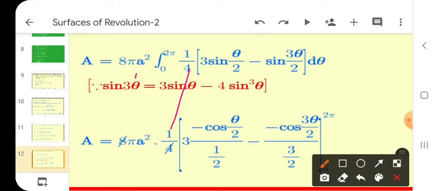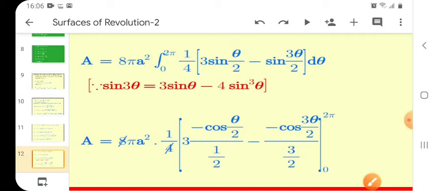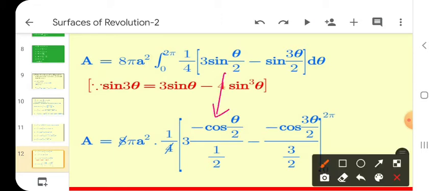Same. I write 1 by 4. Here I cancel 4 2. Next, C 3 is the same. What is the integration of sin minus cos? So I write minus cos theta by 2, and the constant is 1 by 2 in the denominator. Here also same, minus.